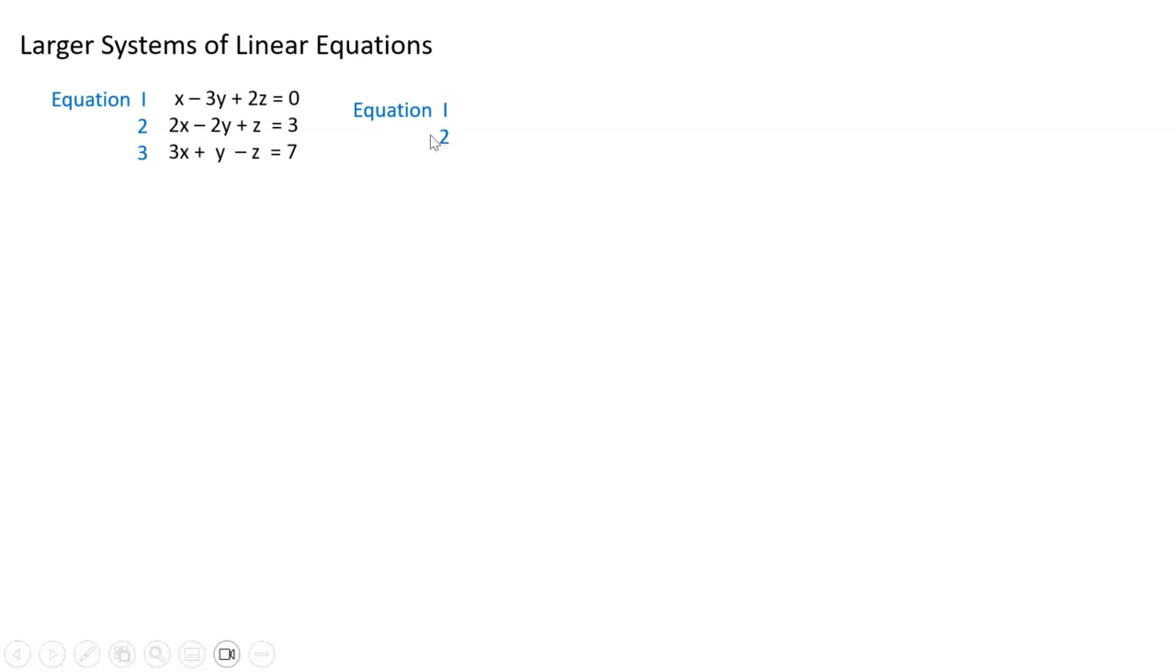So I always have a plan to show my students how to find the x, y, and z. The first thing I'm going to do is take equations 1 and 2 and get rid of the x's. So I'm going to multiply -2 times the first equation.